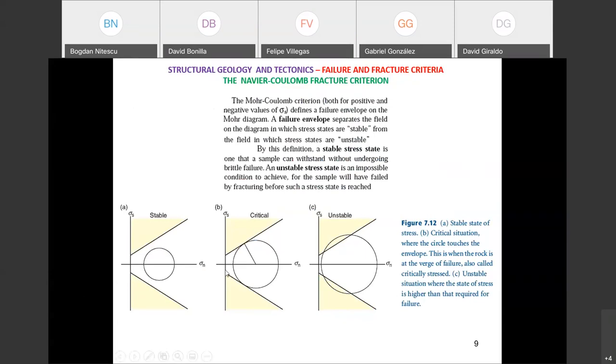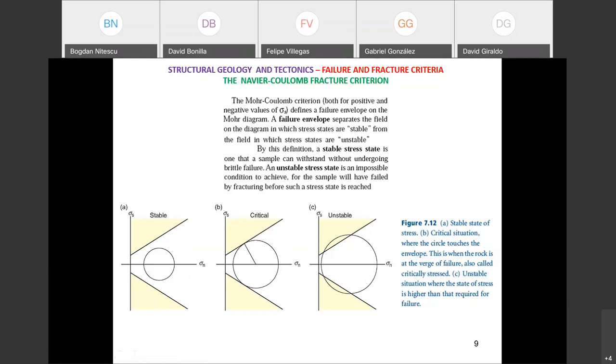But if the stress conditions, let's say sigma three, is fixed at this point on this axis, all you have to do is increase sigma one. The radius of the circle will increase, and for a certain value of sigma one, this Mohr circle will be tangent to this line, which represents the failure criterion for this rock. This means that the state of stress is critical. The rock will develop a fracture, will fail somewhere.